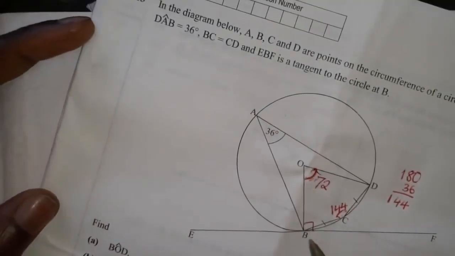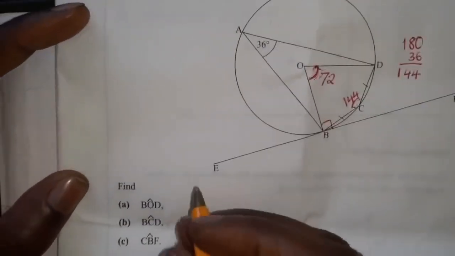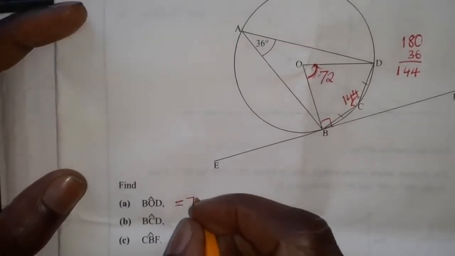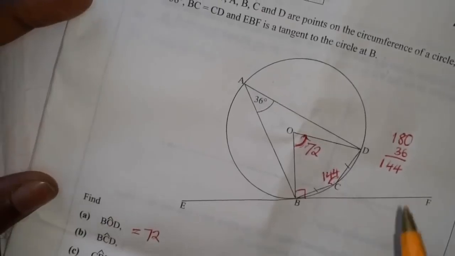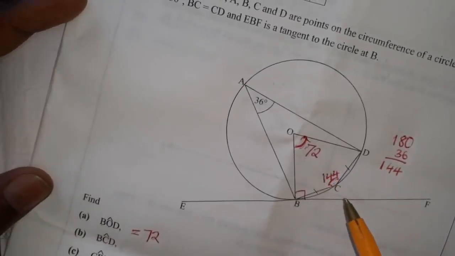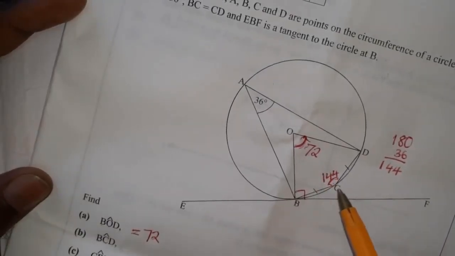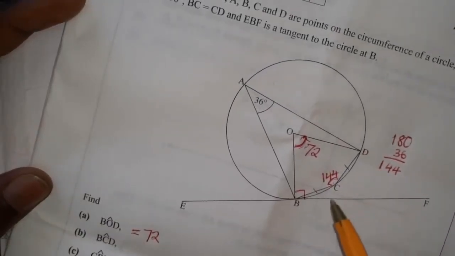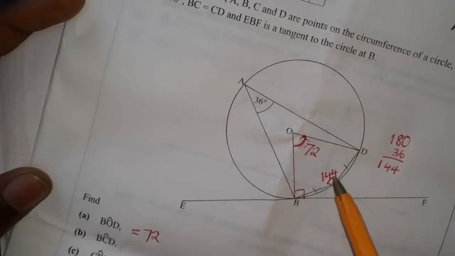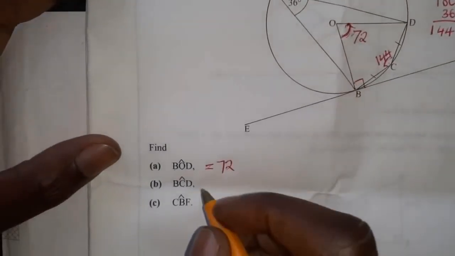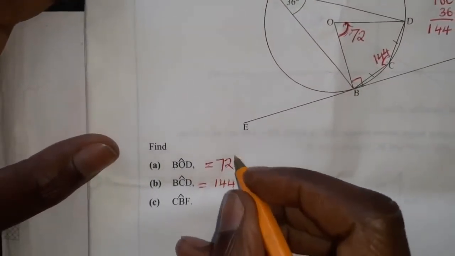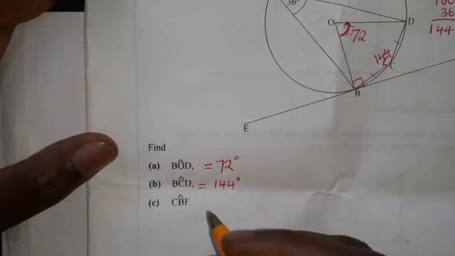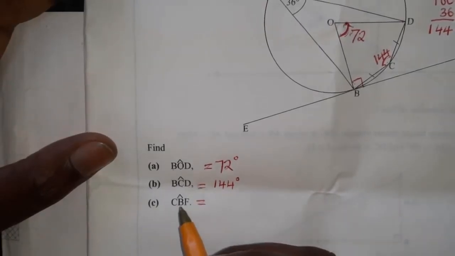Okay. Now let's see the angles that they want us to find in this question. BOD. BOD, I said it's 72. BCD, this angle here, and we found it. We said it's 144 degrees, which is equal to CBF.